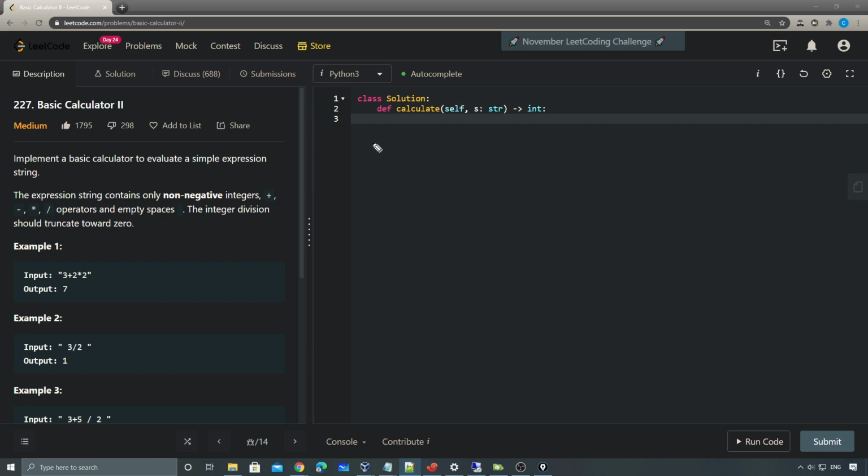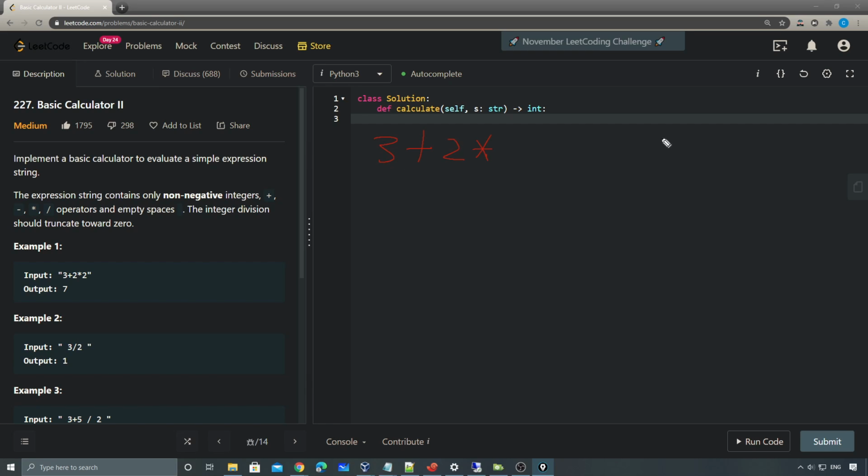So how does this work? Let's forget about parentheses for now and only consider these four operators. When can we calculate the previous two numbers? Let's say we have 3 plus 2. Can we calculate this one? Probably not. It depends on the current operator, right?